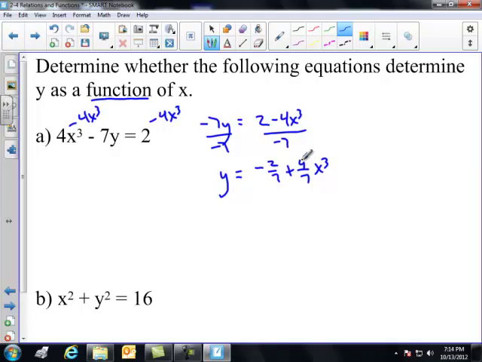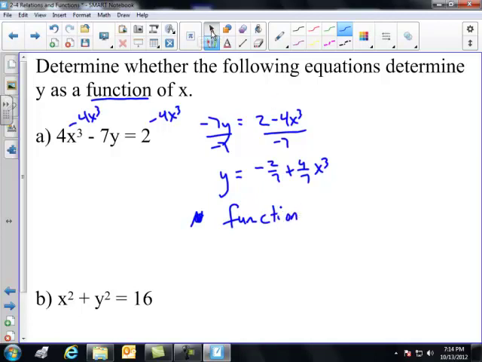If you think about that, if you substitute 0 in here for x, there's only one value that you get. That would actually be negative 2 sevenths. If you substitute negative 1 in here for x and simplify all this, that's only giving you one answer. Therefore, for every x that we plug in there, you only get one value. So this is a function.